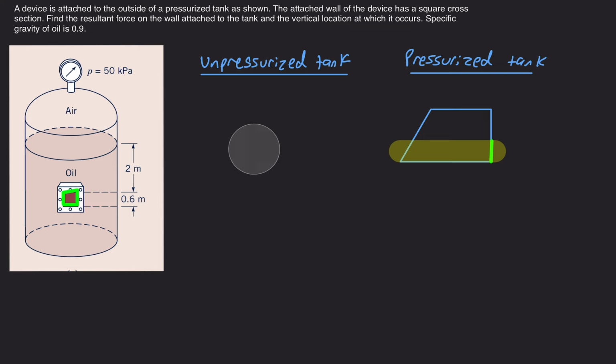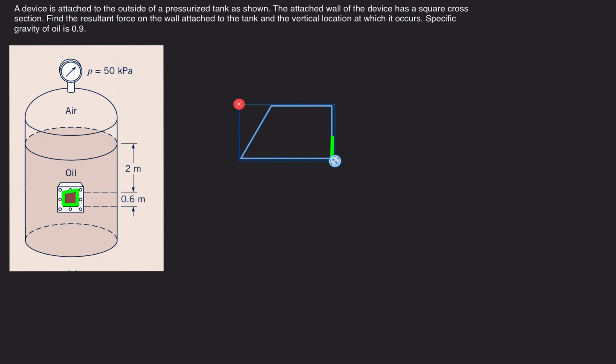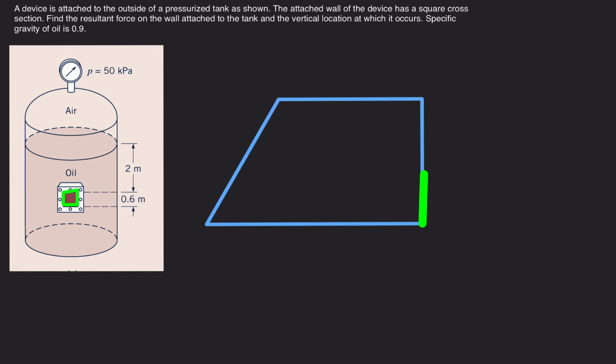All right, so I am going to erase the unpressurized tank case, since we know that's not what we're interested in. And we're going to take a look at this one. Okay. So we want the volume of the pressure prism acting on the surface. If we take a look at the cross-section of this volume, we have two components. We have a square component and a triangular component. So I labeled them component 1 and 2.